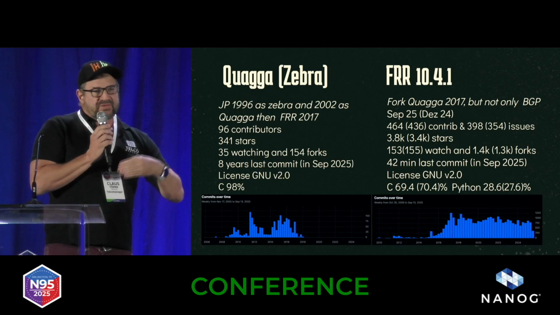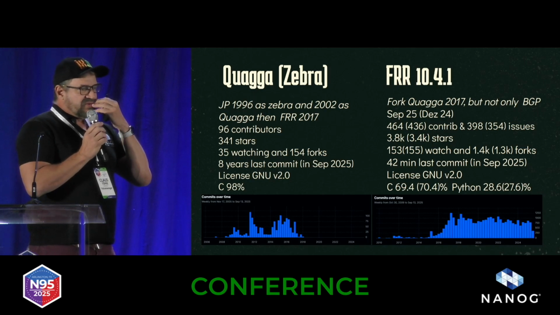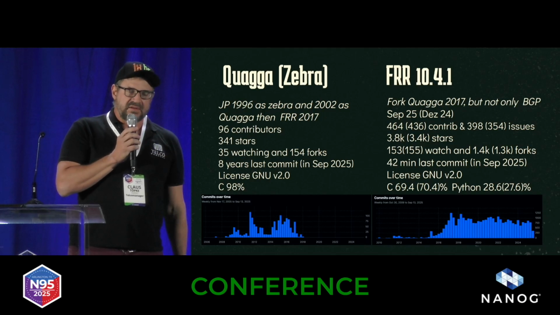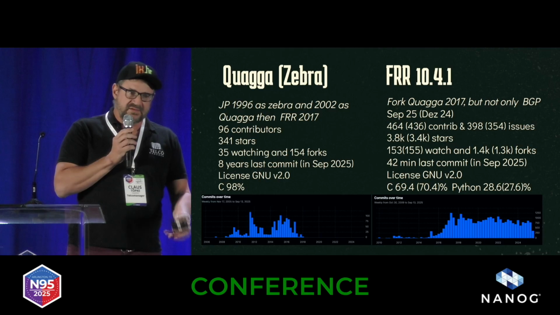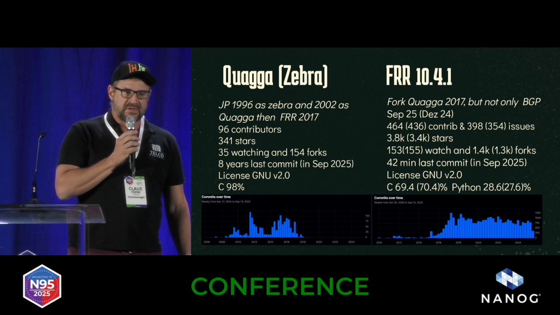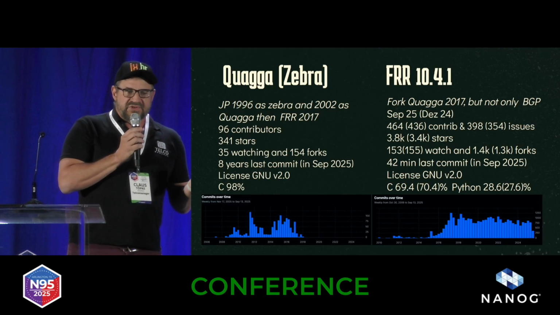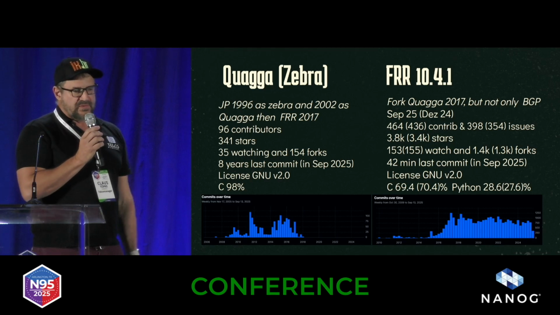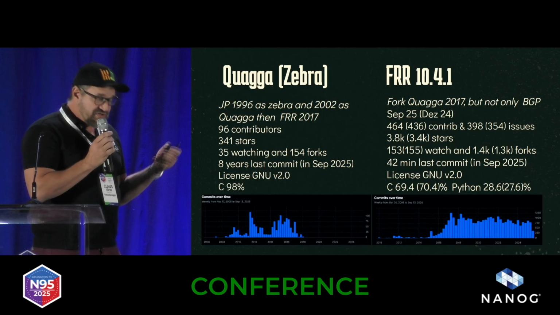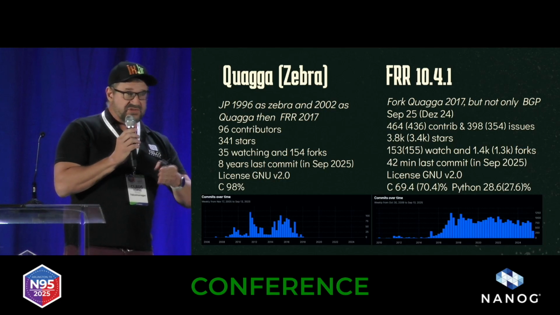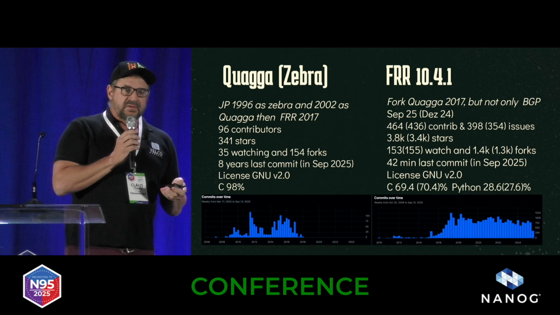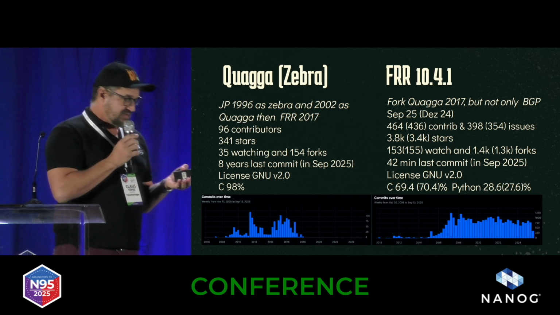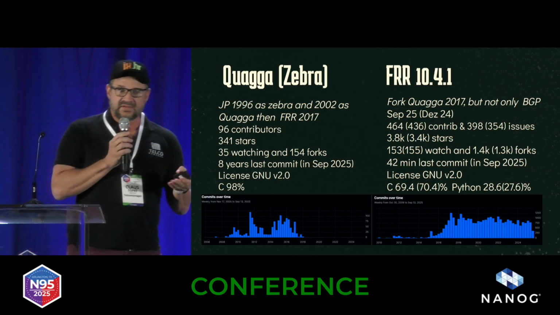So if you have an issue, or if you're interested in a new feature, it's probably going to be easier to get that with a bigger community. The number of people watching reduced, and the number of forks also rose. When I checked, the last commit was just 42 minutes ago, so it's very frequently updated. And in terms of the code, it's basically 70% C and the rest is Python.